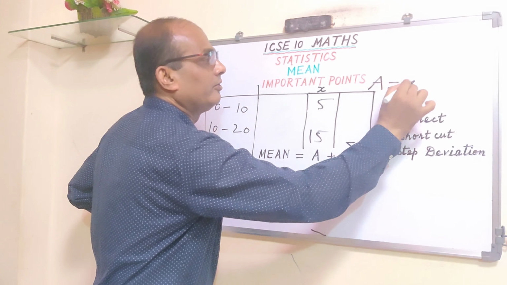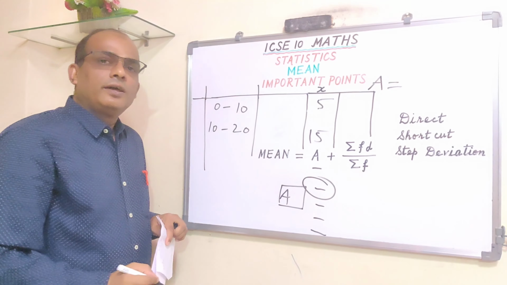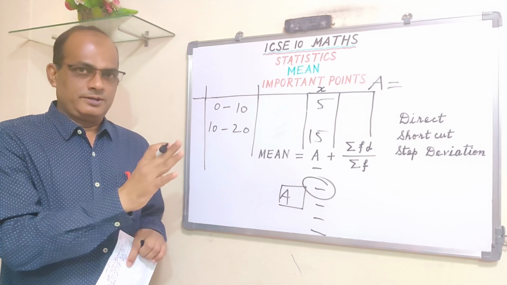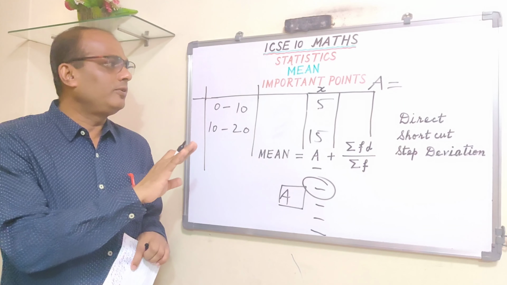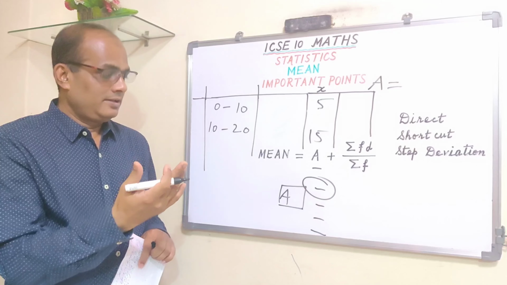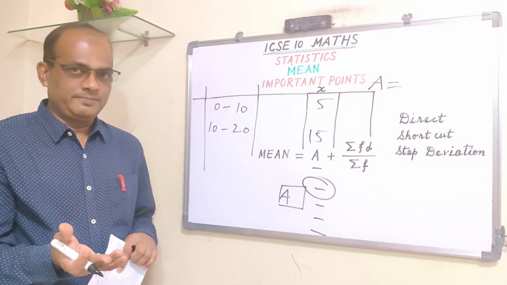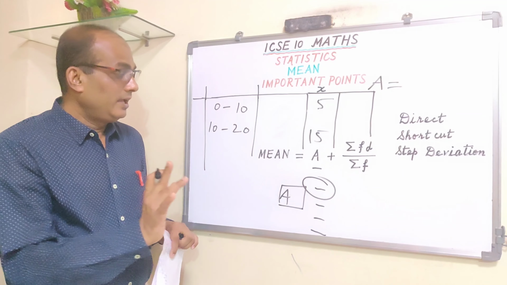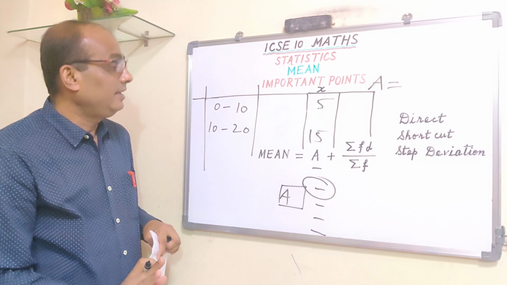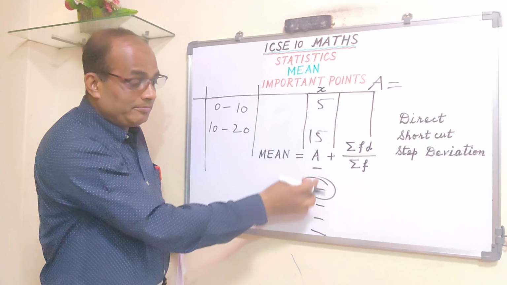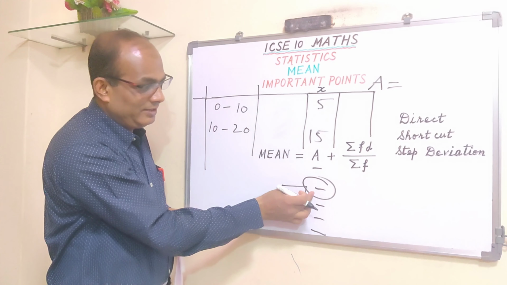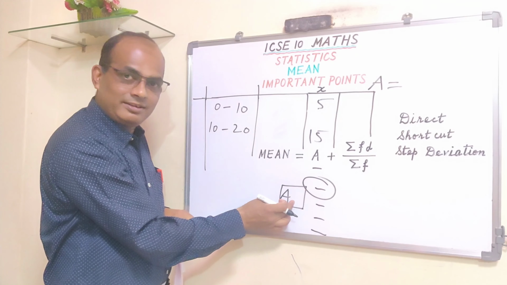A is equal to assumed mean. Fine. This I am telling you, this is applicable for the shortcut method also and the step deviation method also. Right? So you find out the assumed mean. Now when the number is odd, you can find out the middle value, the mid value. For example 7, then the fourth one is the mid value, and that is the assumed mean.